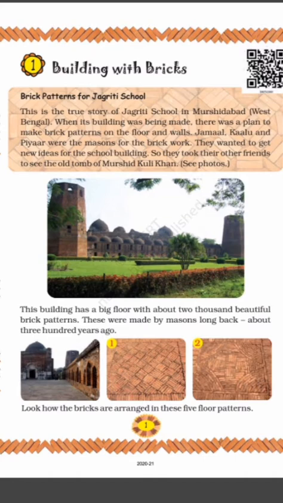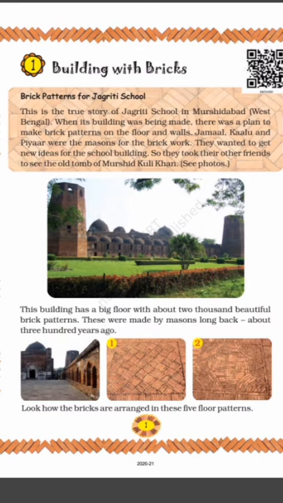Let's read. This is the true story of Jagruti School in Murshidabad, West Bengal. When its building was being made, there was a plan to make brick patterns on the floor and wall. Jamal, Kalu and Pia were the masons for the brickwork. They wanted to get new ideas for the school building. So they took their other friends to see the old tomb of Murshid Quli Khan.